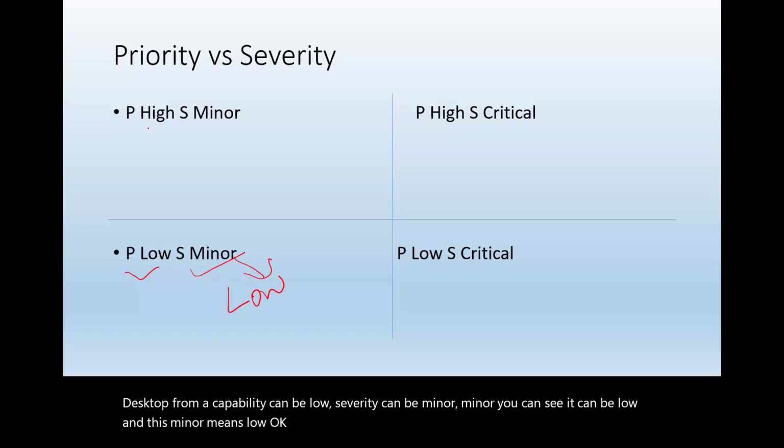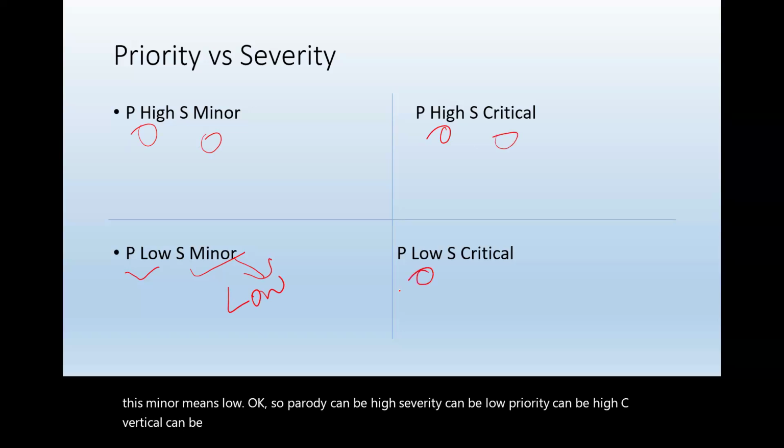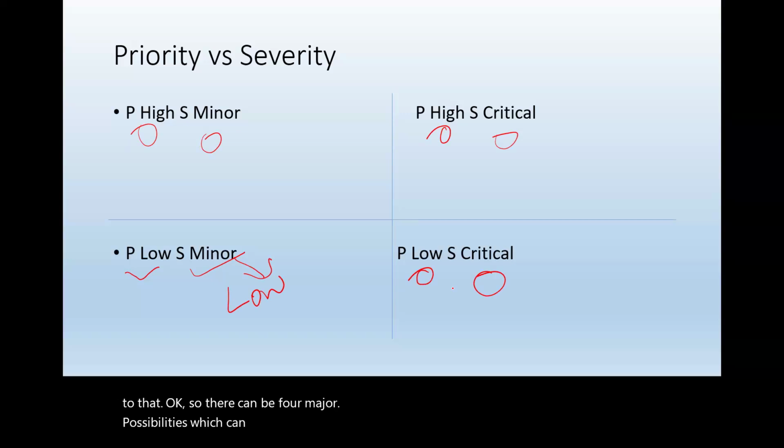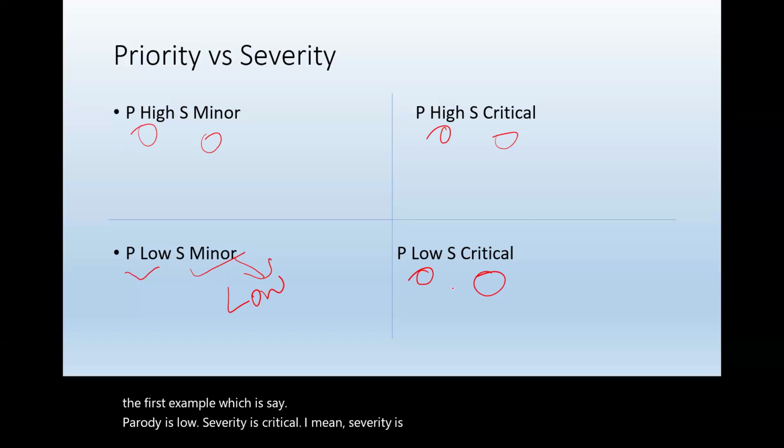Priority can be high, severity can be low. Priority can be high, severity can be critical. Priority can be low, severity can be critical. So there are four combinations, four major possibilities which can happen. We take each of these examples one after the other. First, priority is low and severity is minor.